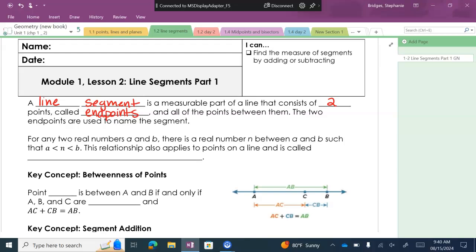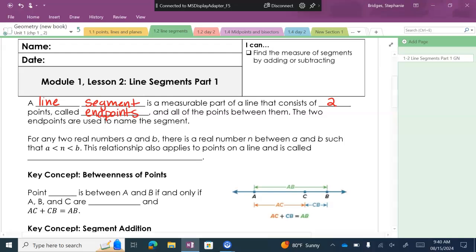There's a big difference in the way we draw a line segment versus the way we draw a line. What did we say yesterday lines had on the ends of it? Arrows. What does this line segment have on the ends? Points, okay? These are my 2 endpoints.